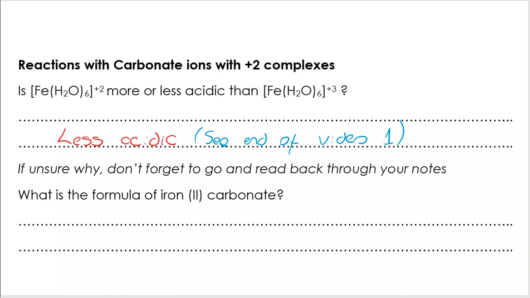What would the formula of iron(II) carbonate be? Well, there's a reliance here on you knowing that carbonate CO3 has a 2- charge, but also knowing that this 2 in brackets tells us that the ion has a charge of +2. So if Fe is +2 and CO3 is 2-, you need one of each of them to get a balanced formula. So the formula is FeCO3.